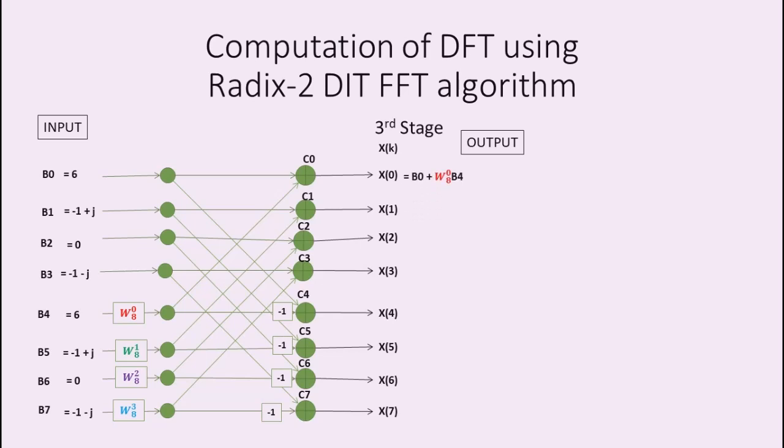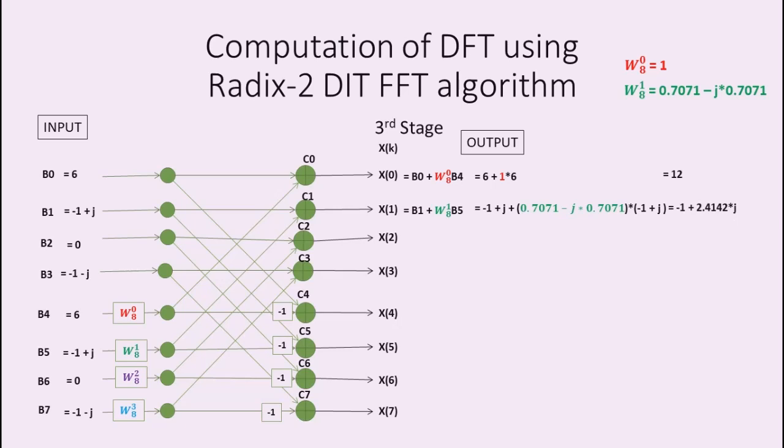Now x0 is equal to B0 plus B4 into W8 to the power 0, and W8 to the power 0 is equal to 1, so that x0 is equal to 6 plus 1 into 6 is equal to 12. Now x1 is equal to B1 plus W8 to the power 1 into B5, and that's equal to minus 1 plus 2.4142 into j.